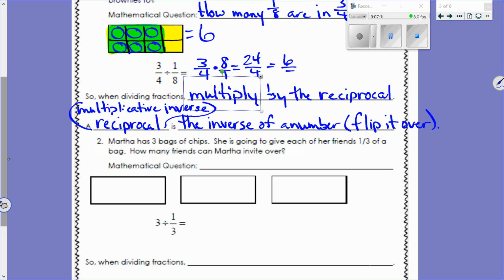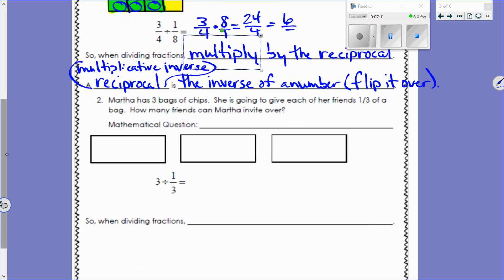Okay, so let's look at our next example. Now, Martha has 3 bags of chips. She's going to give each of her friends a third of a bag. How many friends can she invite over? So our mathematical question again. What is it we're really trying to do in this problem? What am I trying to find out, Devin? You're trying to find out how many times 1/3 goes into 3.